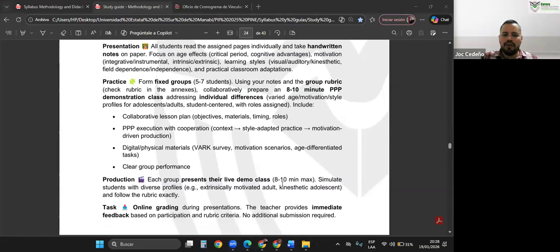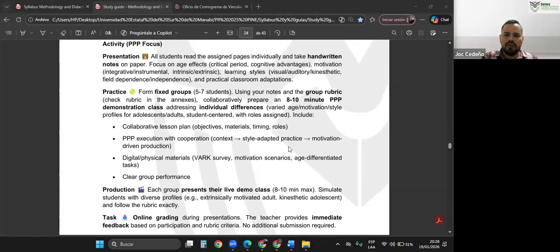No? So what are we going to do? Are we going to read or are we going to prepare a demo class? Prepare a demo class. Individually or in groups? In groups. Okay. What does the class need to have? The lesson plan, and also digital or physical material. And most importantly, the teacher's participation, okay?